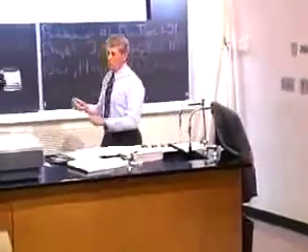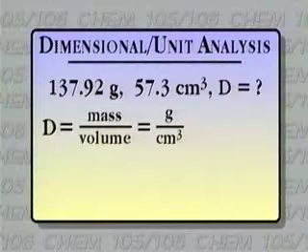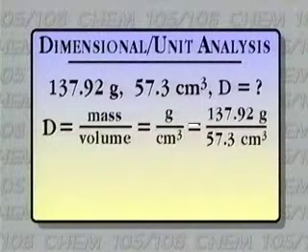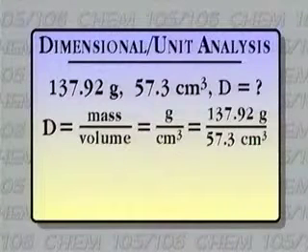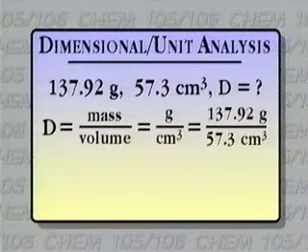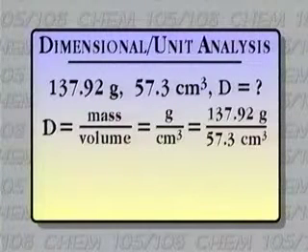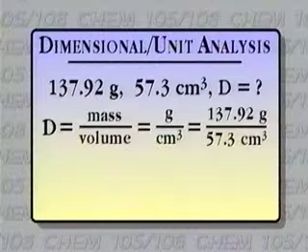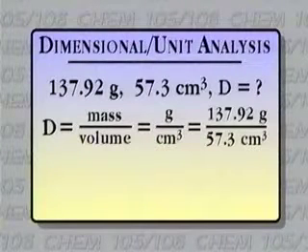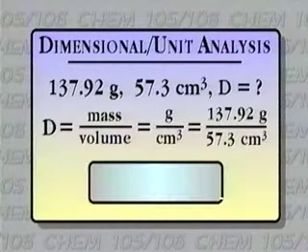So we're going to go ahead then and put in 137.92 grams over 57.3 centimeters cubed. And we go ahead and plug that into our calculator. 137.92 divided by 57.3. We get an answer then.